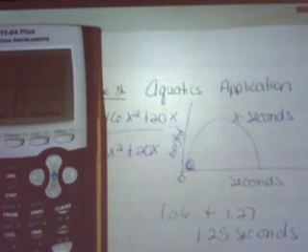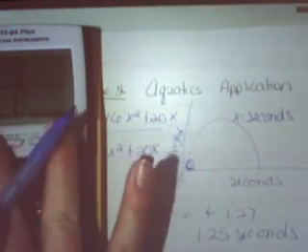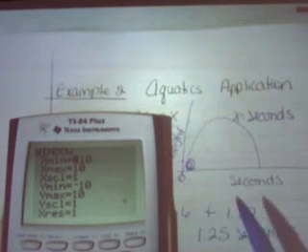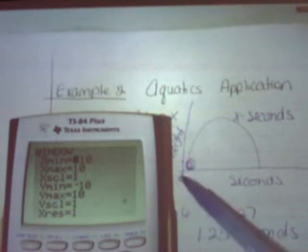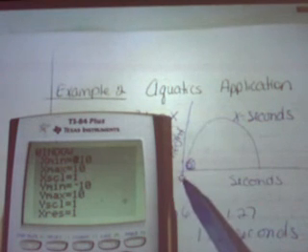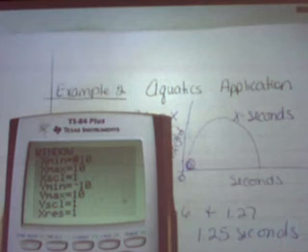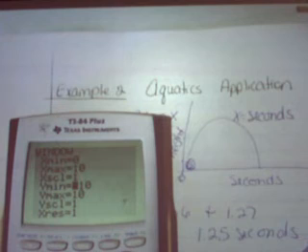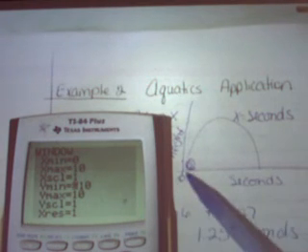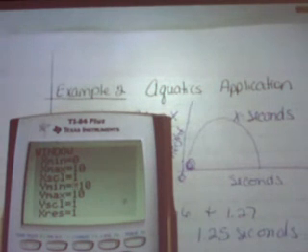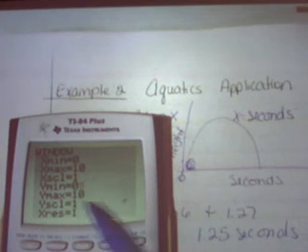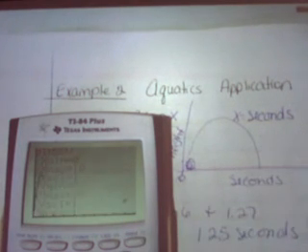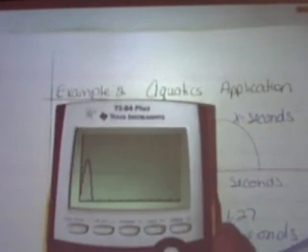We could zoom in and we could set our window. I want my x min to be 0, because if I'm talking about 0 seconds, I can't have negative seconds. So I'm going to set my min to 0. I'll do max 10 seconds, count by ones. My y min, my height can only be as little as 0 feet. Y max, I'm going to leave it 10 and counting by ones. Let's graph it. Now we can see the graph a little better.